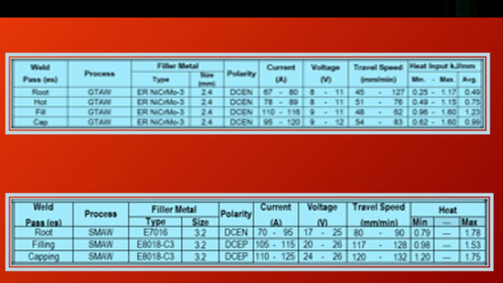Diameter is not an essential variable, it is written 3.2, but another diameter can also be used. The polarity is DC electrode negative in case of root, and for the filling capping it is DC electrode positive. Current range you can see, voltage, travel speed, heat input minimum and maximum you can see.